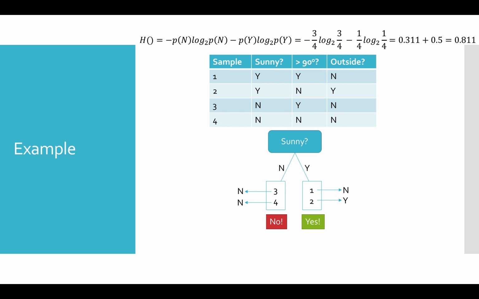Now we split on Sunny, so now we have 2 subsets. We have the subset with 3, 4 and the subset with 1, 2. We want to see if we gained any information by splitting in this way. So we need to calculate the entropy of the left side and the entropy of the right side.